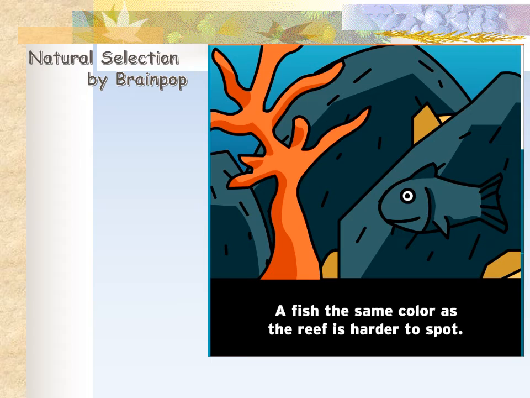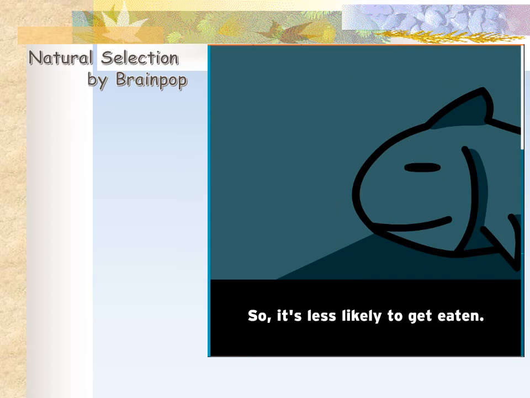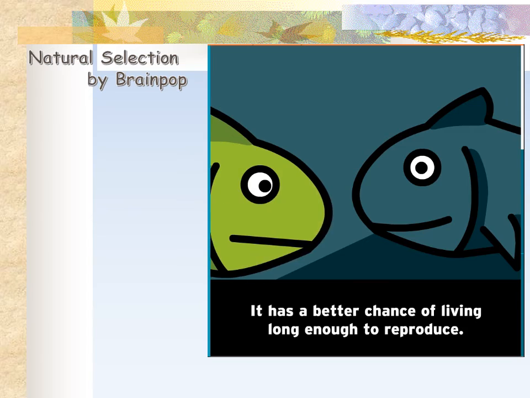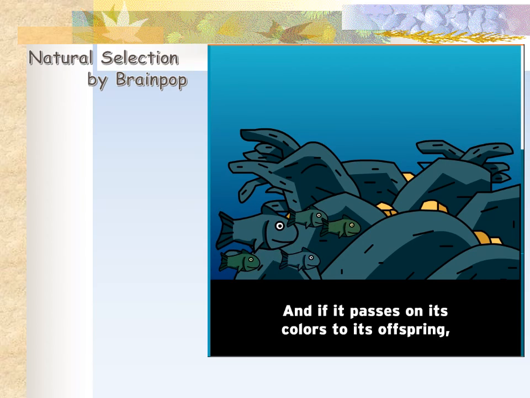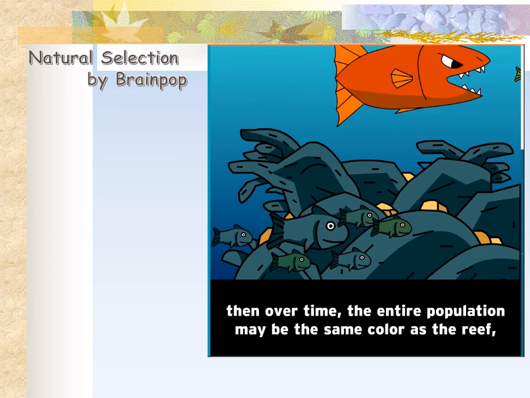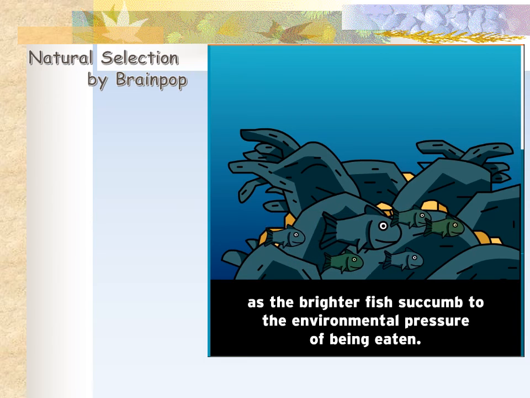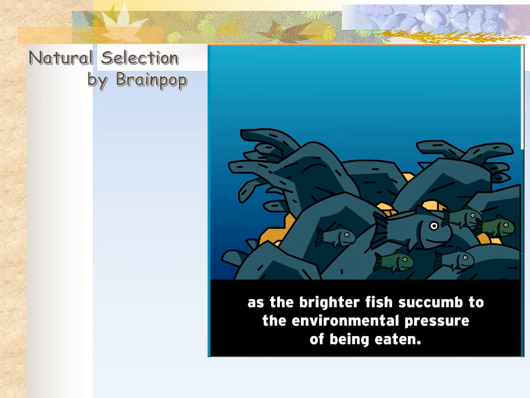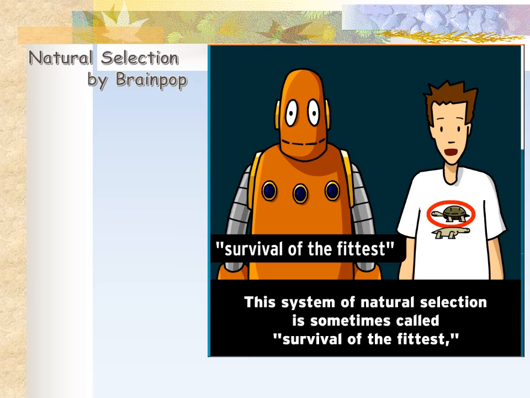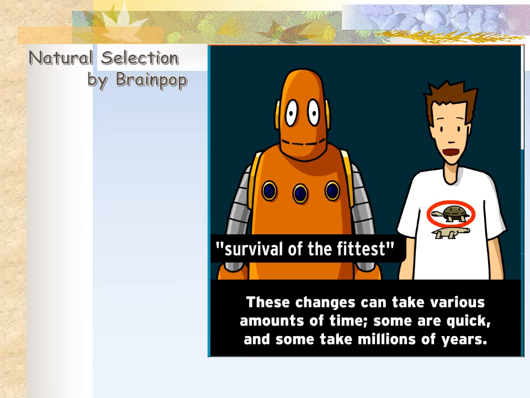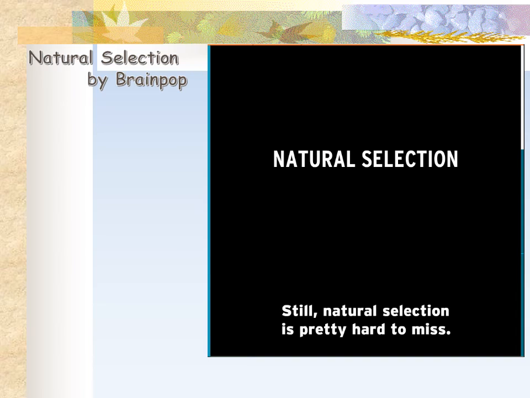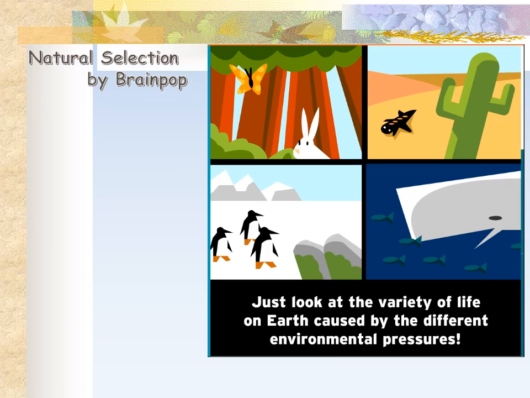A fish the same color as the reef is harder to spot, so it's less likely to get eaten. It has a better chance of living long enough to reproduce. And if it passes on its colors to its offspring, then over time the entire population may be the same color as the reef, as the brighter fish succumb to the environmental pressure of being eaten. This system of natural selection is sometimes called survival of the fittest, and it's the driving force behind the theory of evolution. These changes can take various amounts of time. Some are quick, and some take millions of years. Still, natural selection is pretty hard to miss. Just look at the variety of life on Earth caused by the different environmental pressures.